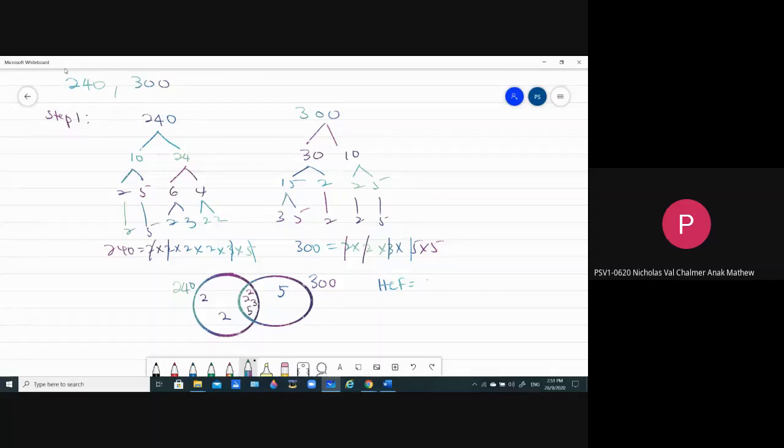Now what is your HCF? HCF is highest common factor. 2, 2, 3, 5 are all common factors for 240 and 300, but the highest common factor, you must multiply them. So 2 times 2 times 3 times 5. 5 times 2 is 10, and 2 times 3 is 6. So 10 times 6 is 60.